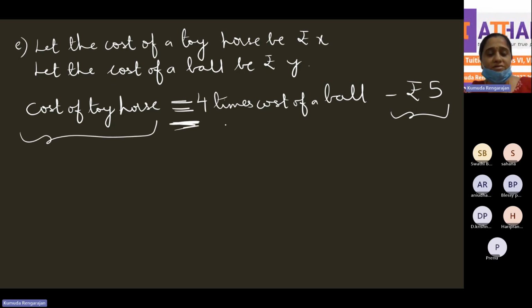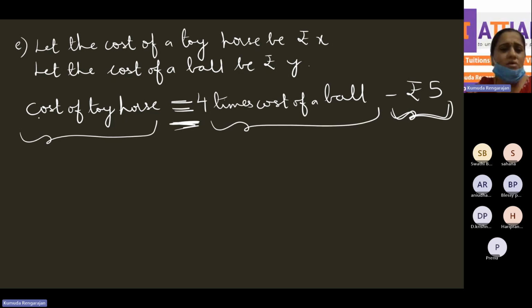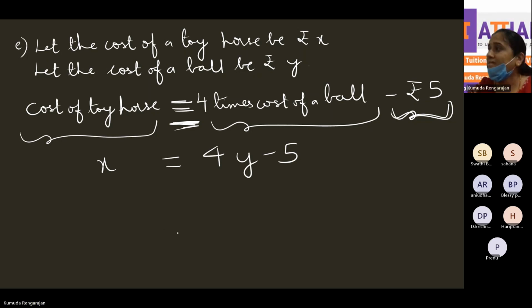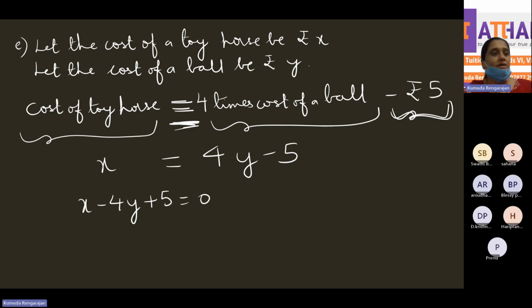So the cost of a toy horse is 5 less than 4 times the cost of a ball. Now just replace. The cost of a toy horse, X, is 4 times, meaning 4y, minus 5. This is the equation. So bring everything to one side. X minus 4y plus 5 is equal to 0 is the required equation, correct?